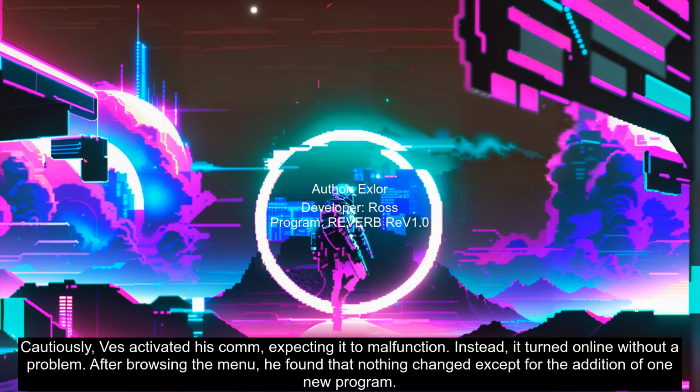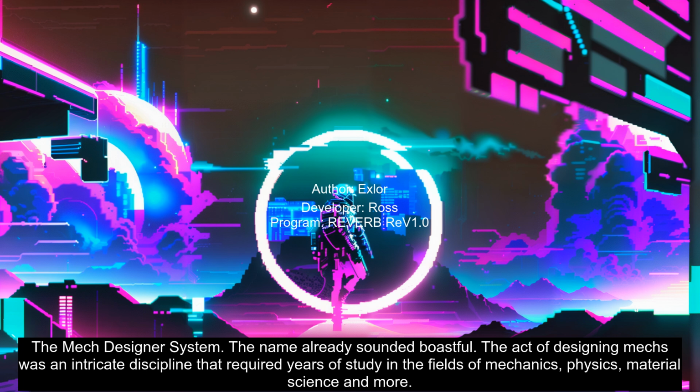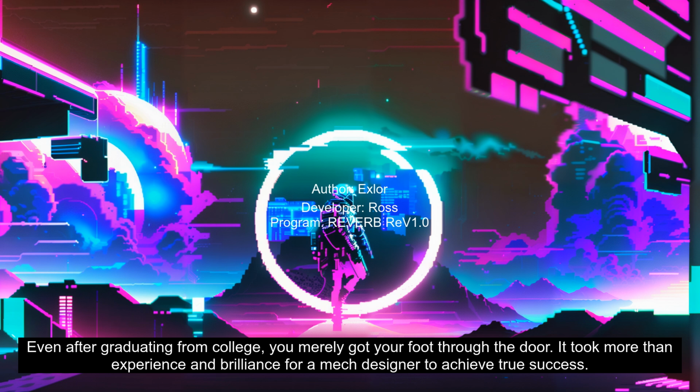After browsing the menu, he found that nothing changed except for the addition of one new program, the Mech Designer System. The name already sounded boastful. The act of designing mechs was an intricate discipline that required years of study in the fields of mechanics, physics, materials science, and more. Even after graduating from college, you merely got your foot through the door. It took more than experience and brilliance for a mech designer to achieve true success.